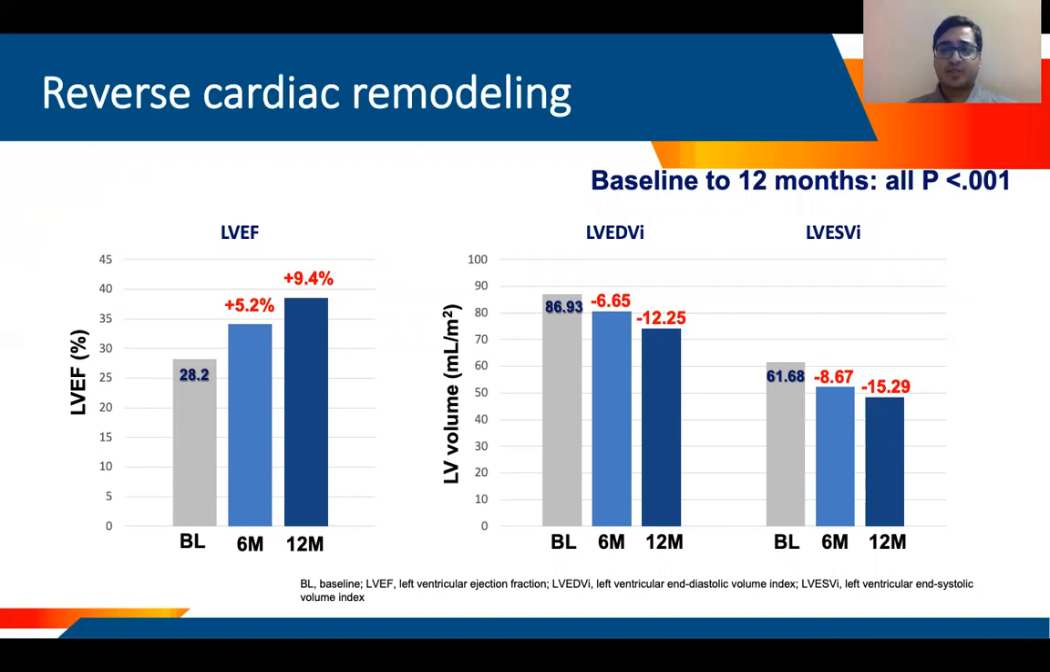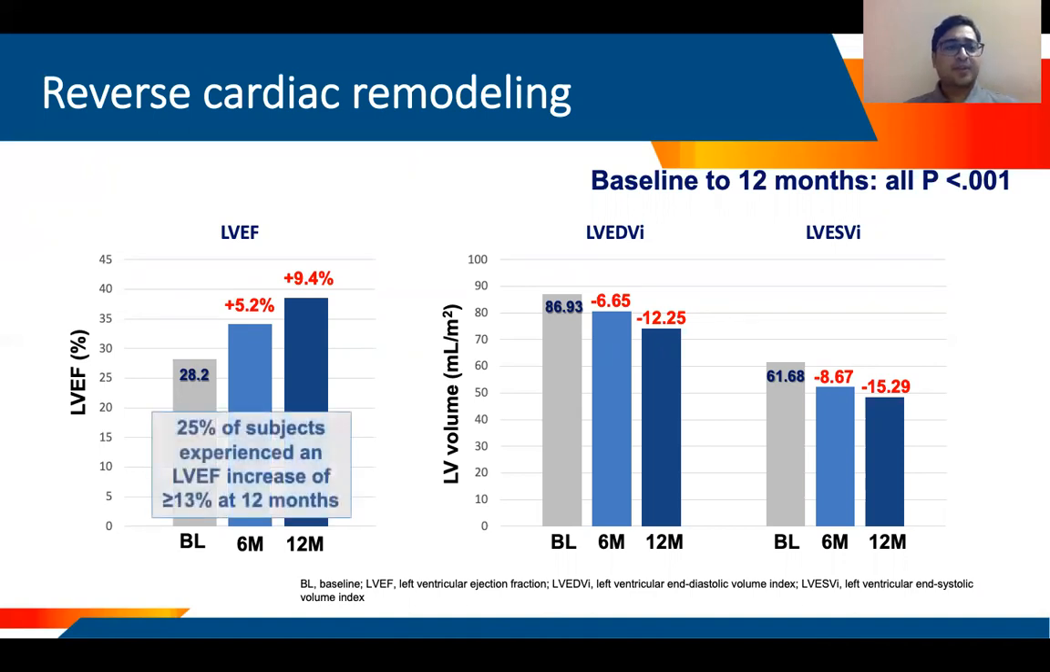And LV end diastolic volume was reduced from 86.93 at baseline by almost 12 lower. And LV end systolic volume also was reduced. Therefore, it's a significant impact on the reverse cardiac remodeling process after the initiation of ARNI therapy.